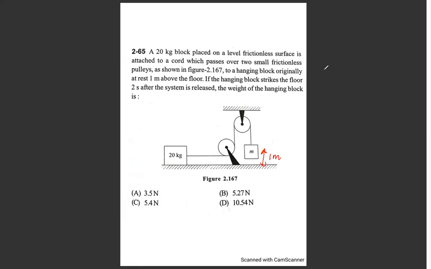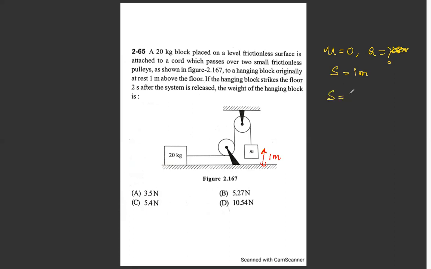We are required to find out the weight of the hanging block. So for this block, we can say that the initial velocity is equal to 0. We don't know the acceleration, but we have to find it out. And displacement is 1 meter.